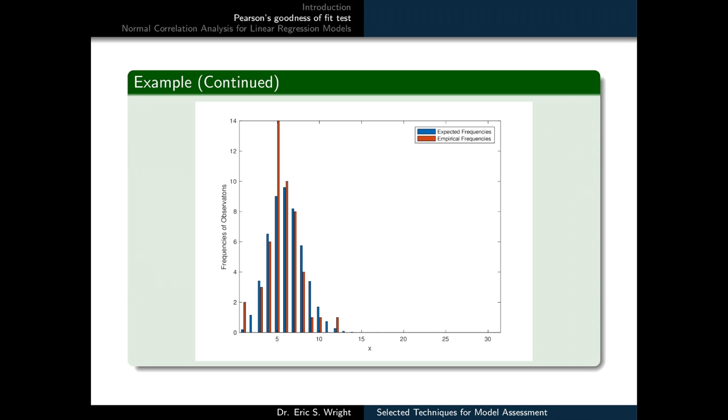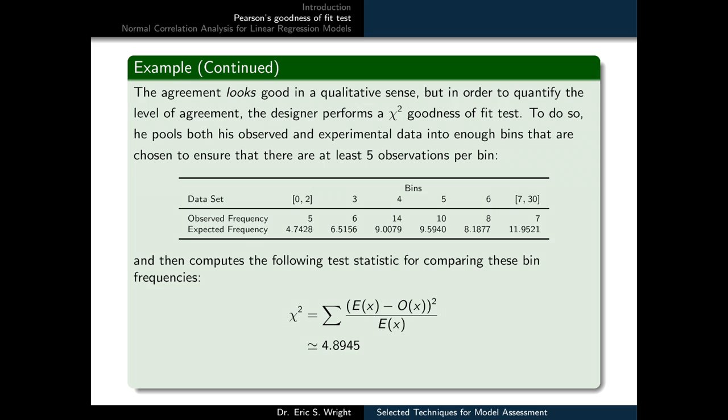So we're looking at that bar graph now, and the blue bars represent the expected or theoretical frequencies that we've computed by multiplying the binomial distribution by 50 observations. And the orange bars represent the empirical frequencies that came from counting the number of times people won the game a given number of times out of 30. We can see that the agreement looks reasonably good. Well, that agreement looks good in a qualitative sense, but in order to quantify the level of agreement, the designer performs a chi-squared goodness of fit test.